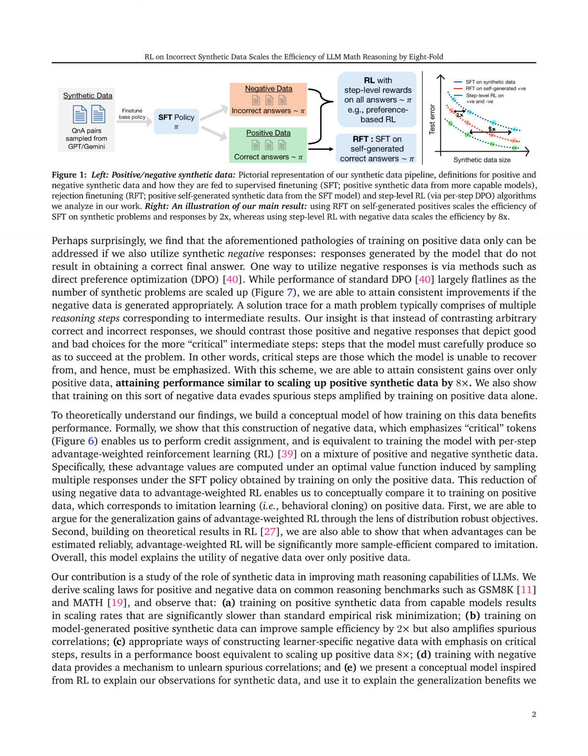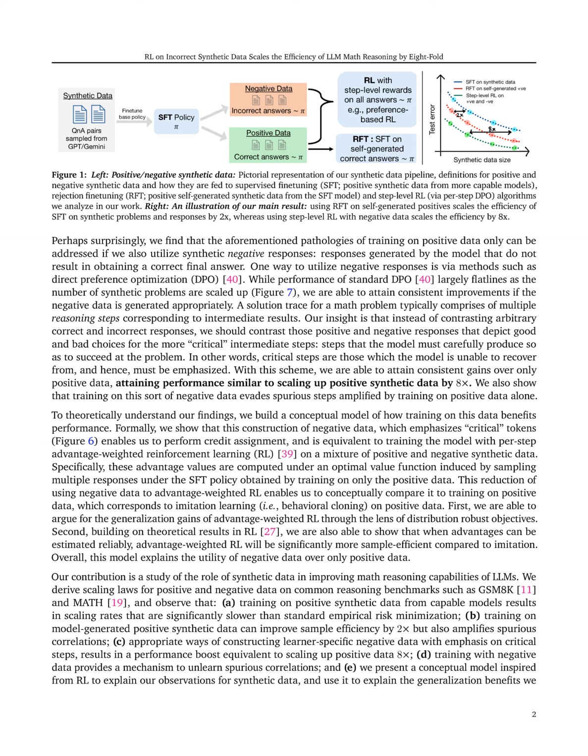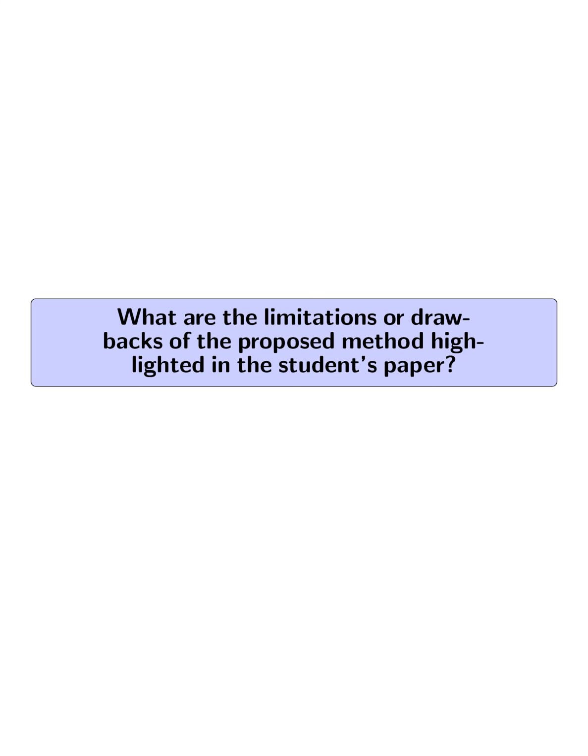The study also showed that training on negative data helped in unlearning spurious correlations and improving model generalization. Additionally, the method of per-step DPO outperformed standard DPO and rejection fine-tuning (RFT) approaches, showcasing the effectiveness of this new method in improving model performance and sample efficiency. Overall, the results demonstrated the utility of negative synthetic data in enhancing model capabilities and addressing the challenges associated with training on synthetic data for math reasoning tasks. What are the limitations or drawbacks of the proposed method highlighted in the student's paper?